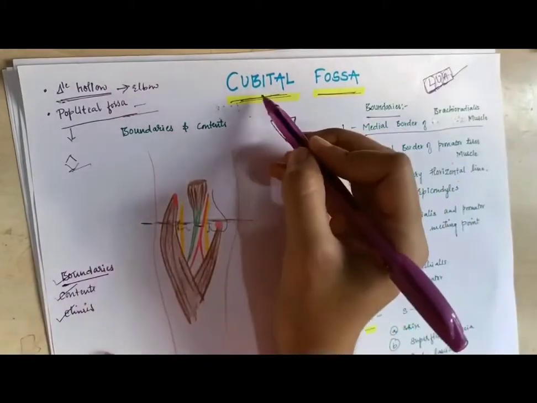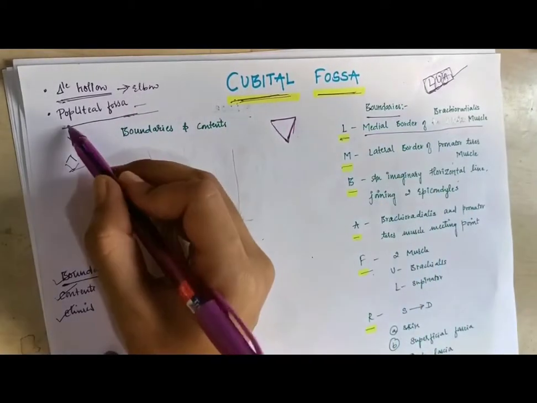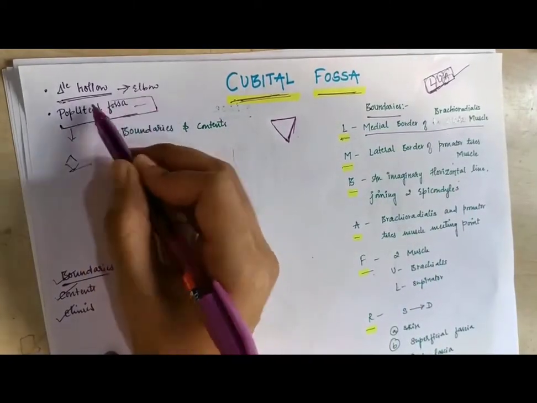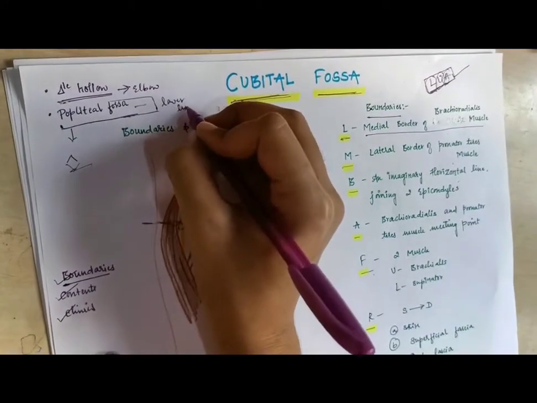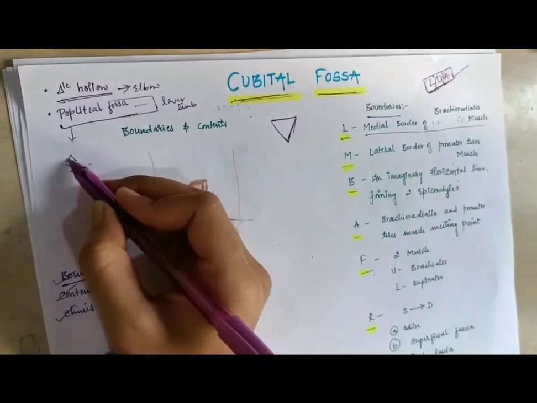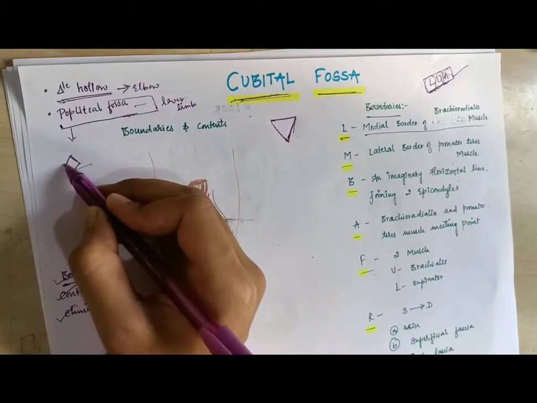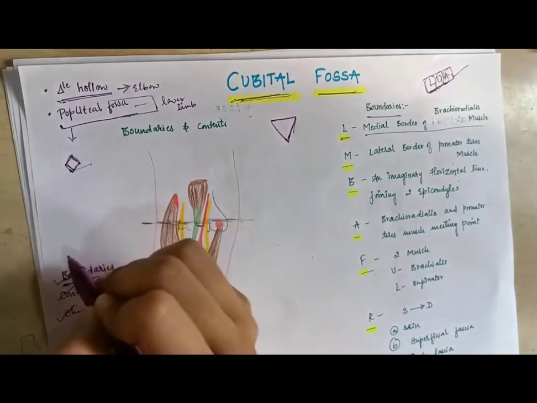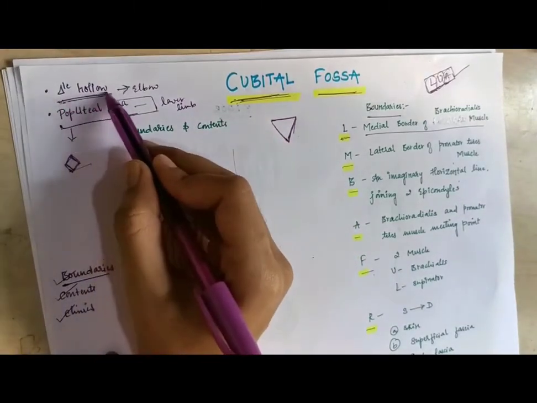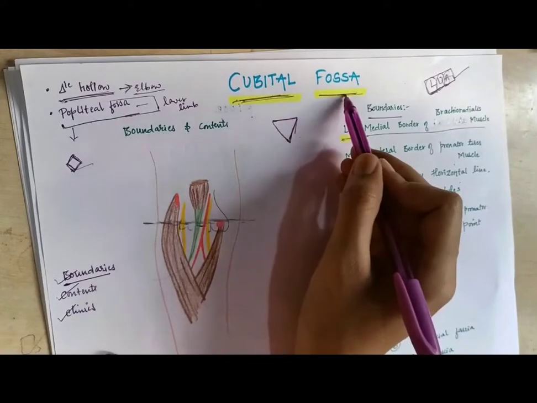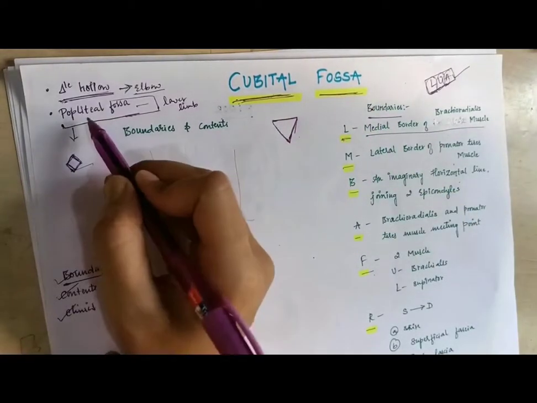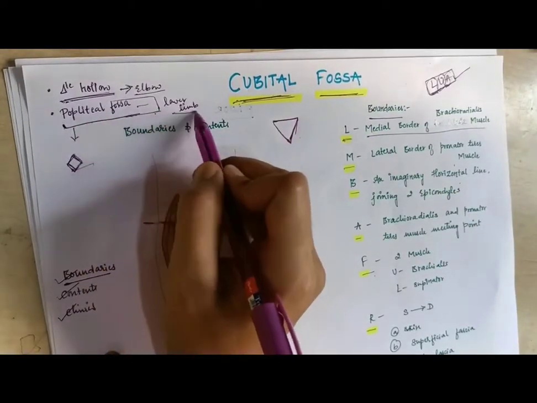And next, the cubital fossa is homologous to the popliteal fossa present in the lower limb. So we have one more fossa that is present in the lower limb. It is a diamond shaped fossa. We'll be dealing with this too in our upcoming videos. So it is a triangular hollow present in front of the elbow. That is a simple definition for the cubital fossa. And next, it is homologous to the popliteal fossa in the lower limb.